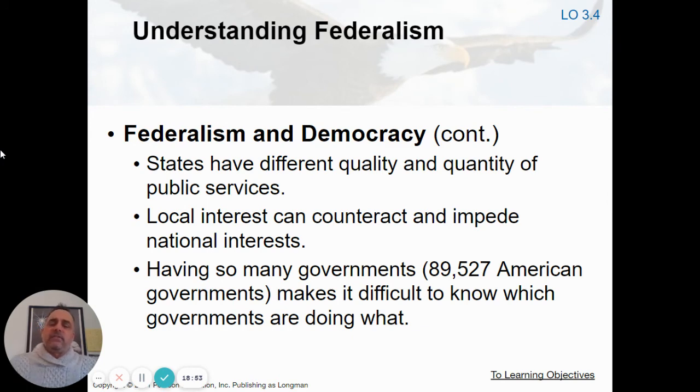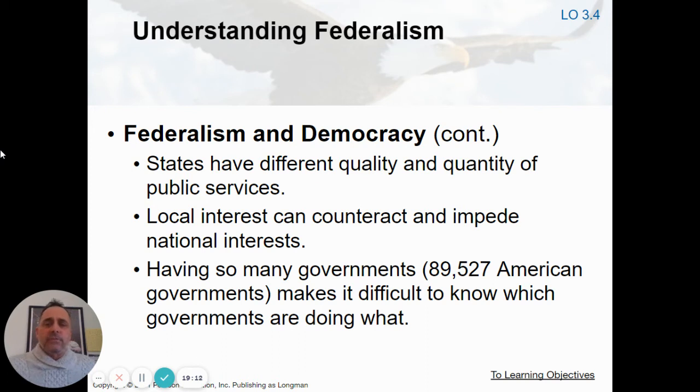States have different quality and quantity of public services. Until you move around a little bit and go from one state to the other, you may not notice it. But what the state of Wisconsin will do for its people may be way different than what the state of Mississippi or Alabama might do for their people.